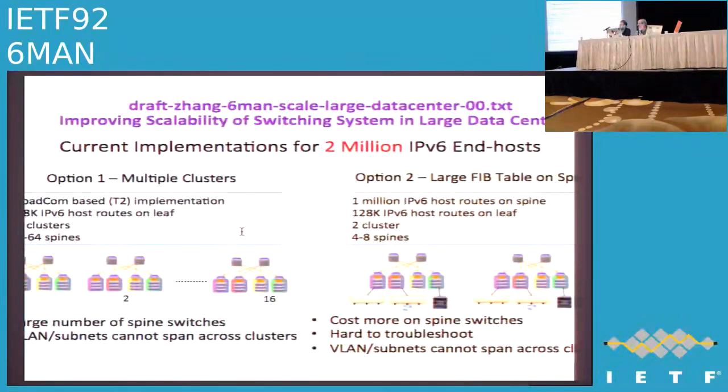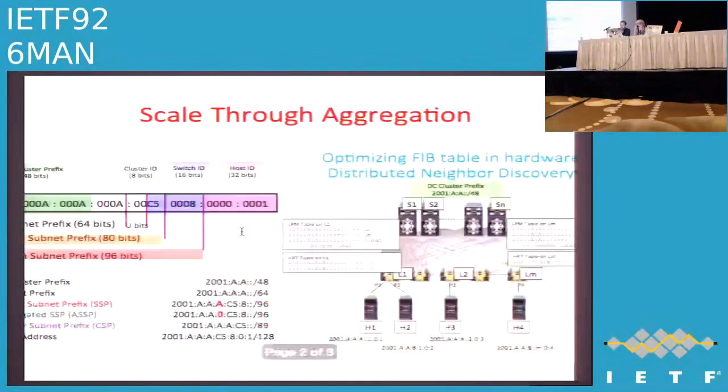Okay, next slide. Then we come up with a new proposal. This proposal is a very simple way to do it. What we do is reserve a few bits from the IPv6 address, from the prefix portion of the address, then build up a kind of hierarchy. So the address assignment should follow some kind of rule. And the host address is configured by DHCP server.